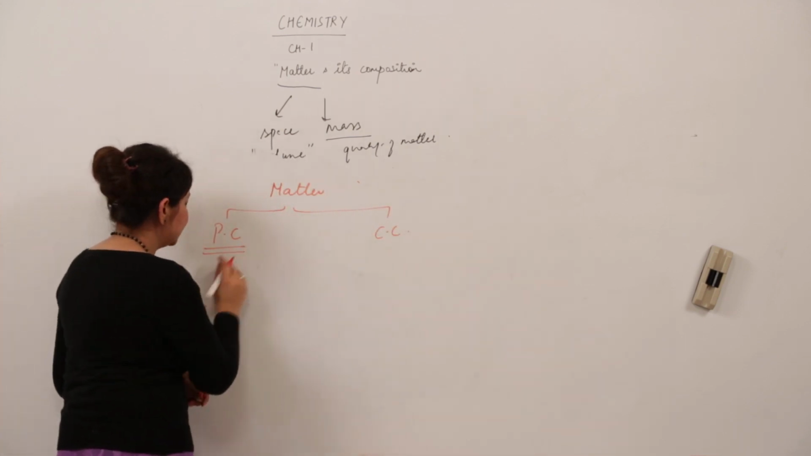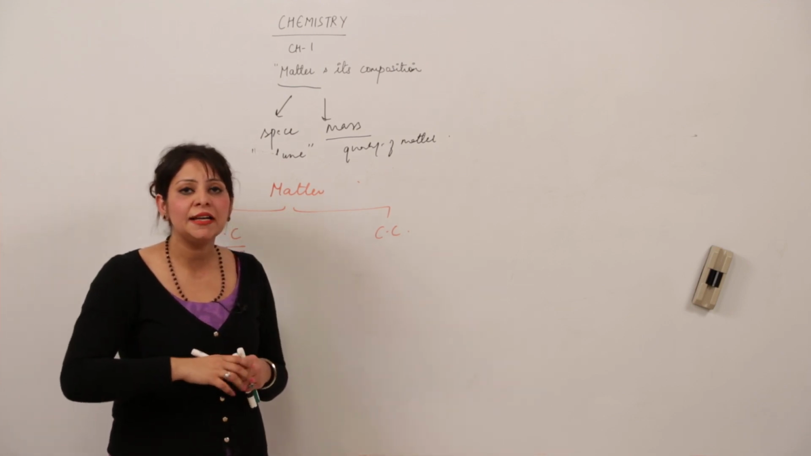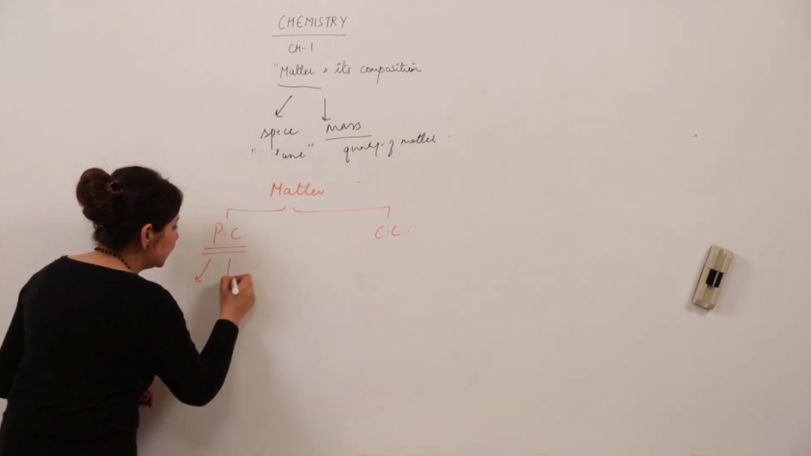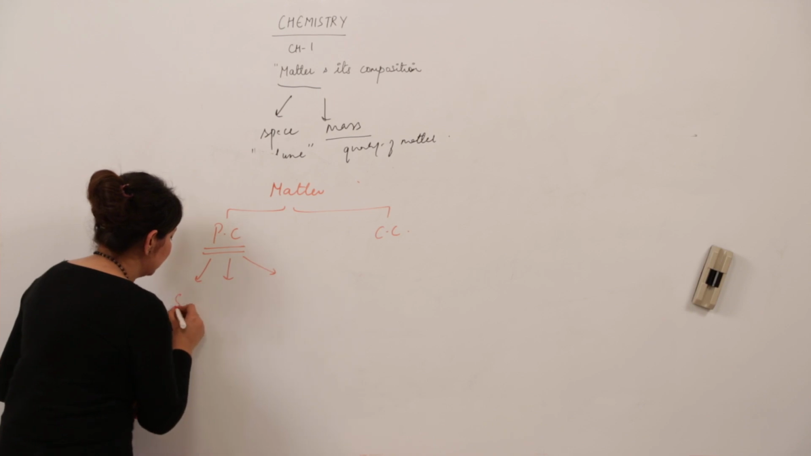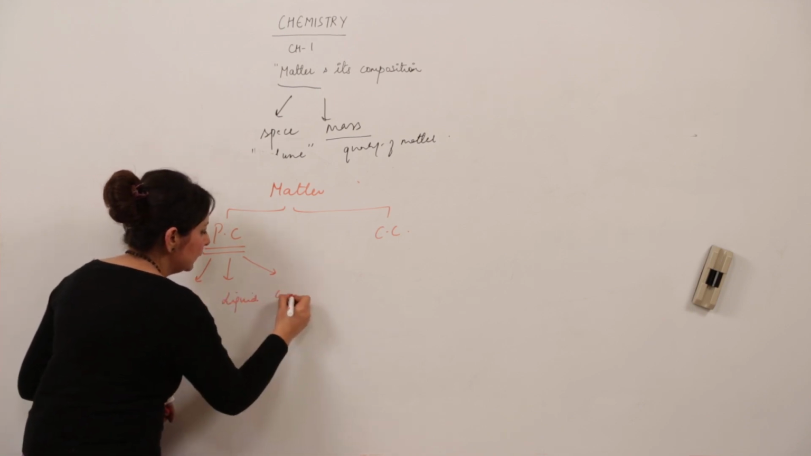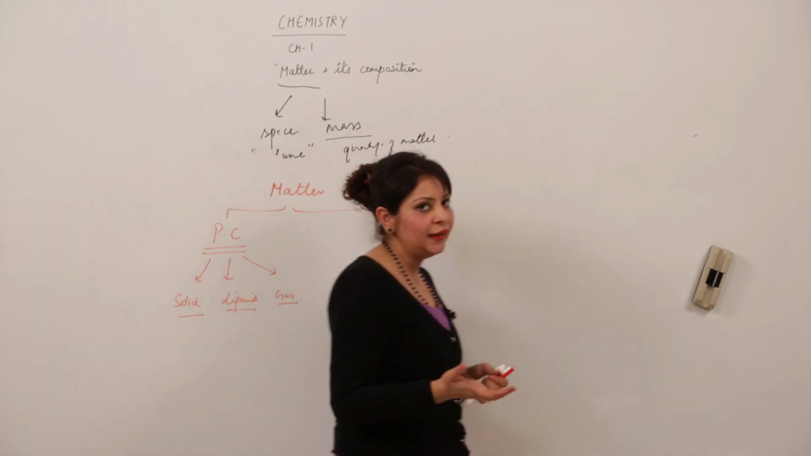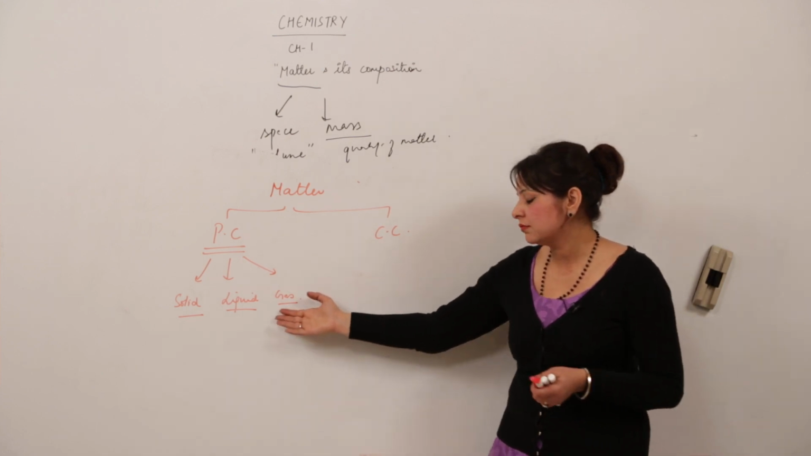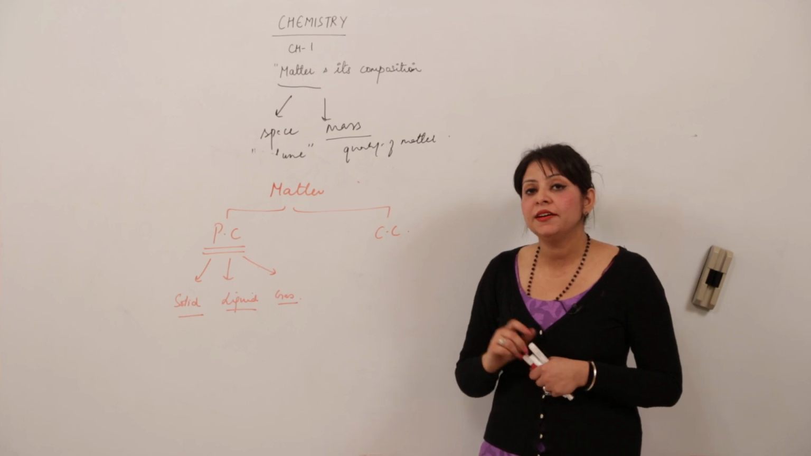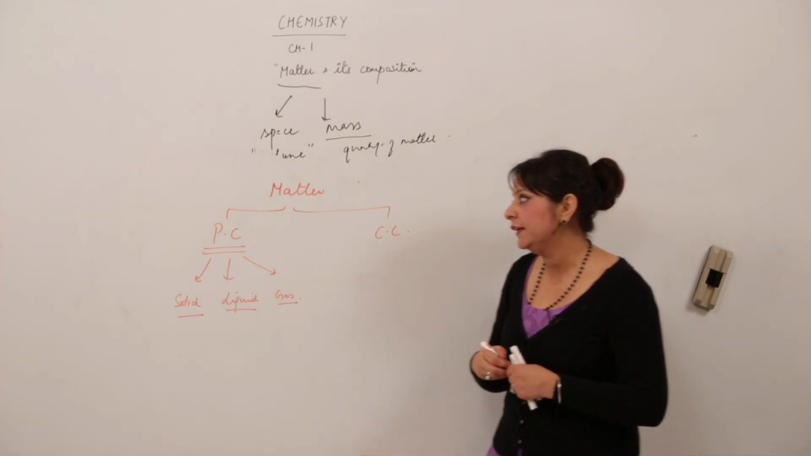When I talk about physical classification, that means the different physical states in which matter can exist. The three physical states which we have studied in previous classes are solid, liquid and gas. You have studied only these three states, but you will be shocked to know there are actually 7 states of matter which you are going to study in higher classes.